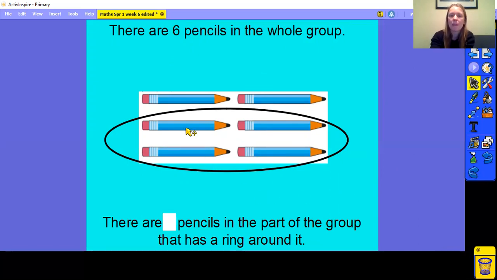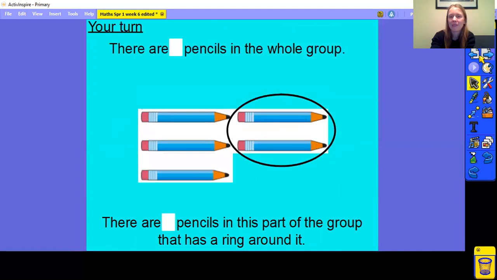Are you ready? 1, 2, 3, 4. There are 4 pencils in the part of the group that has a ring around it. This time it's your turn.